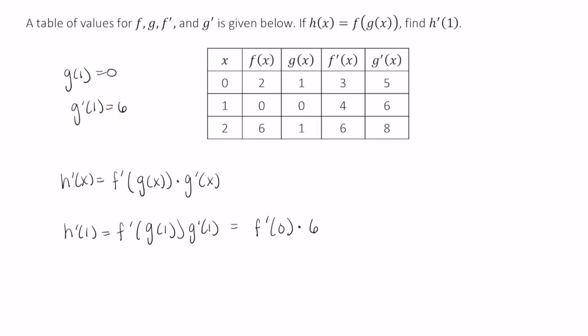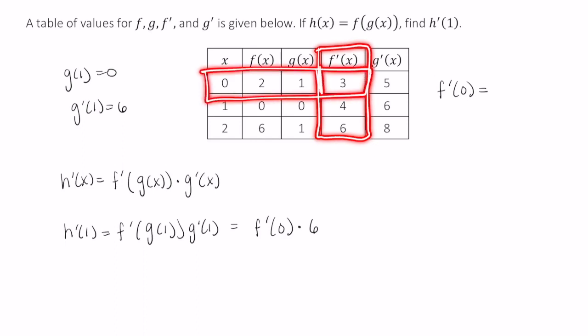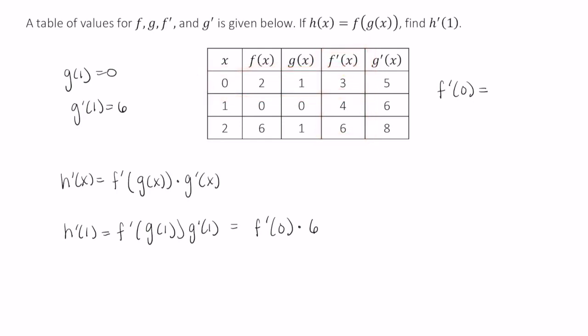Okay, so now I need to use this table to figure out the first derivative of f evaluated at 0. So that would be this column here and this row, and these intersect at 3. So the first derivative of f evaluated at 0 is 3. So h prime of 1 is just equal to 3 times 6, which is 18.